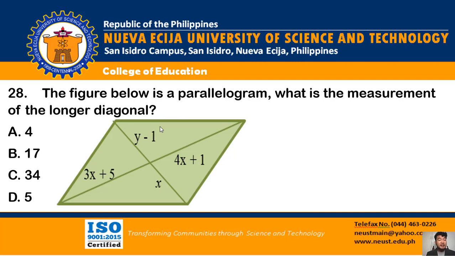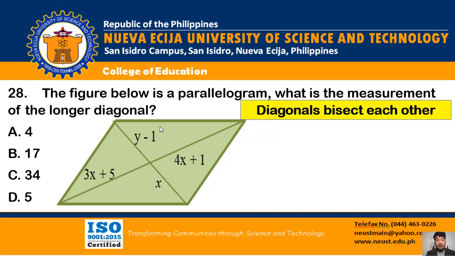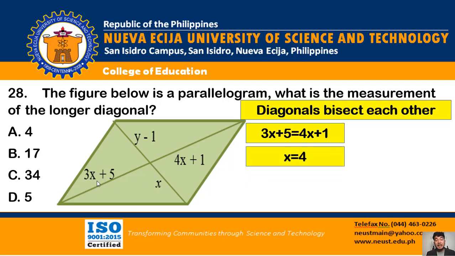Number 28. The figure below is a parallelogram. What is the measurement of the longer diagonal? Diagonals of parallelograms bisect each other, meaning they divide one another into two congruent segments. Y minus 1 is equal to x, then 4x plus 1 is equal to 3x plus 5. So we can equate that. 3x plus 5 is equal to 4x plus 1 to solve for x. So x is equal to 4. Then we equate the other one, y minus 1 equals x.